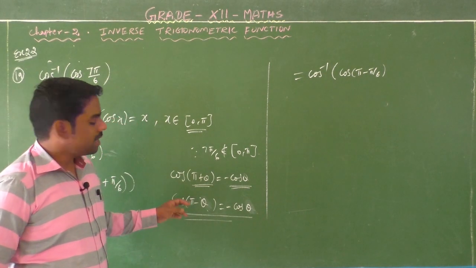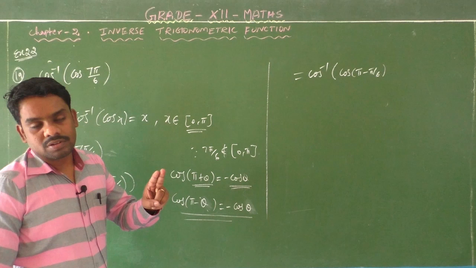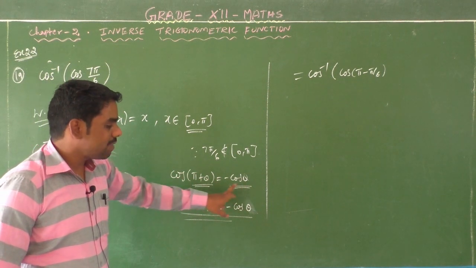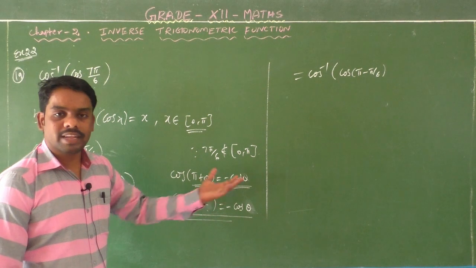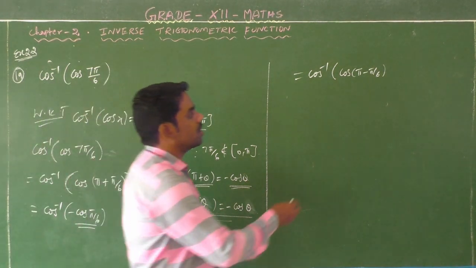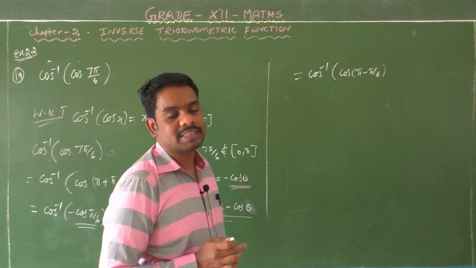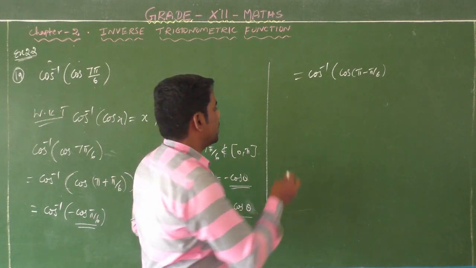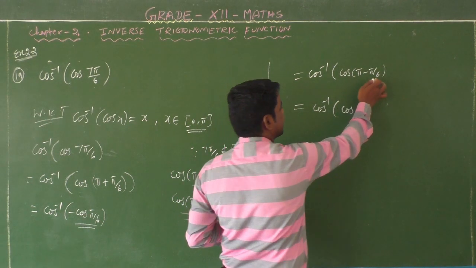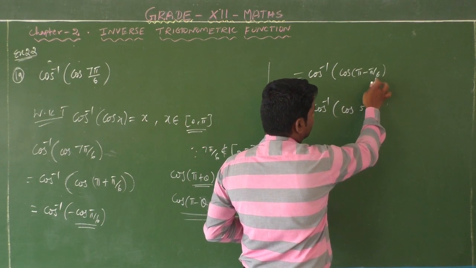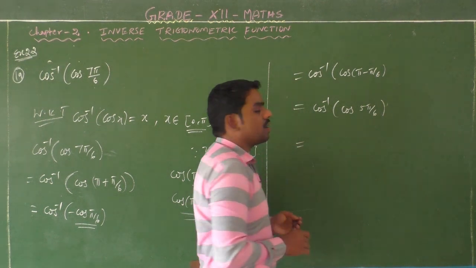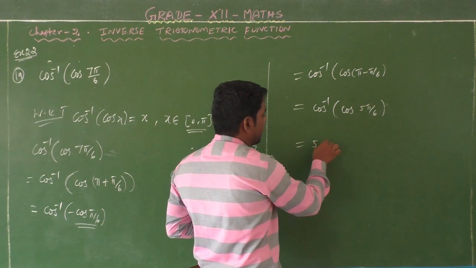Why? Here pi minus theta lies in the second quadrant, so cos theta is negative. Cos theta is negative in the second quadrant and also the third quadrant. So cos of pi plus theta is minus cos theta and likewise cos of pi minus theta is minus cos theta. So minus cos pi by 6 is written in the form cos of pi minus theta. Okay? Listen, cos inverse of cos of pi minus pi by 6. Cross multiplication: 6 pi minus pi gives 5 pi by 6. Cos inverse of cos 5 pi by 6 is equal to 5 pi by 6.